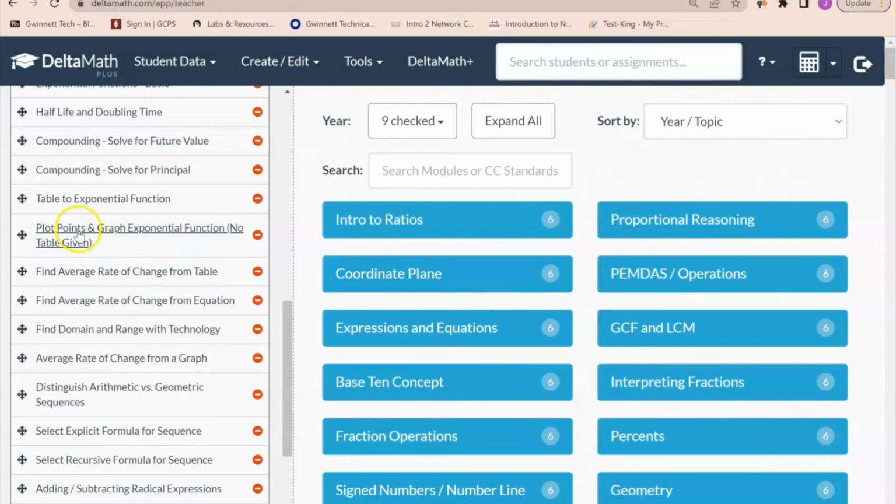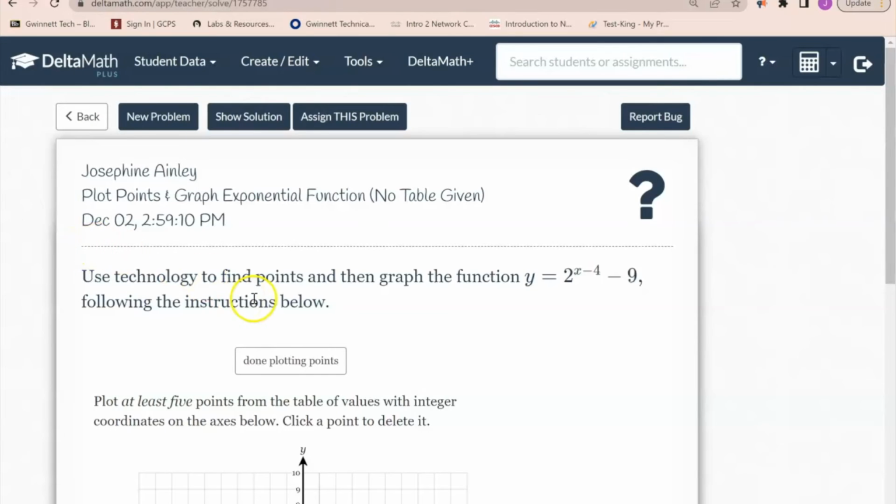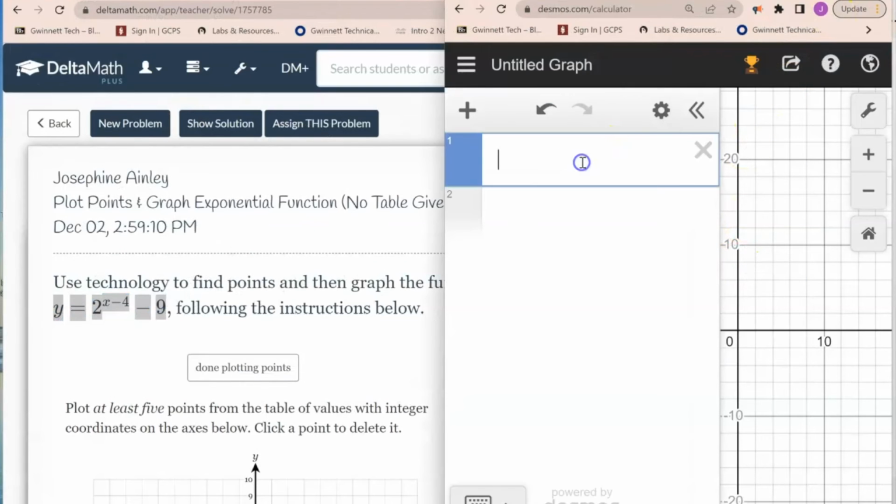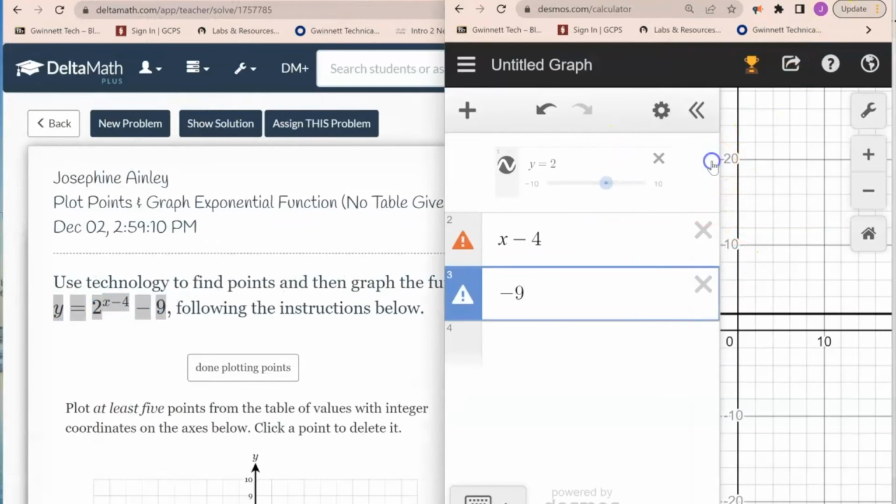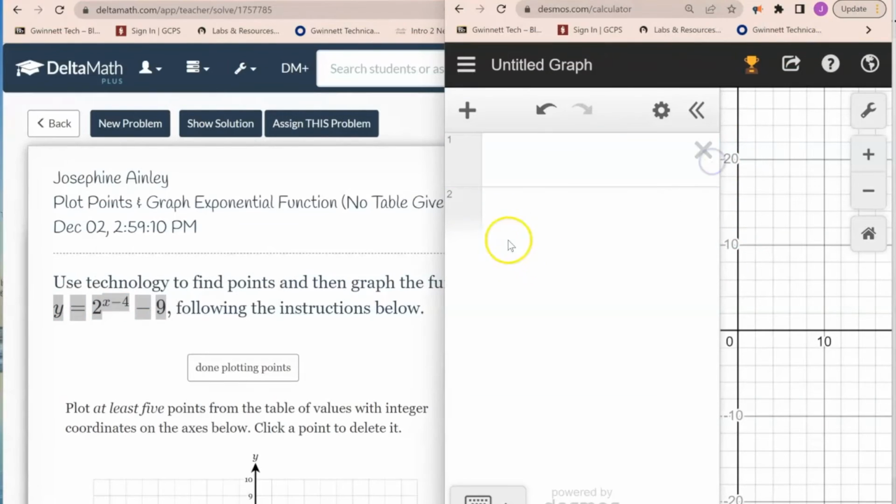All right, so we're going to take a look at plot points and graph exponential function, no table given. This one is actually not as sensitive as it seems. It says use technology, so we're not going to plug in numbers. We're going to copy, Control C, and paste it into Desmos, Control V, and it doesn't like it at all. So I guess I have to type it in.